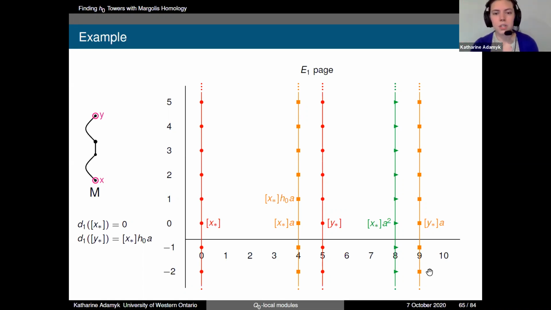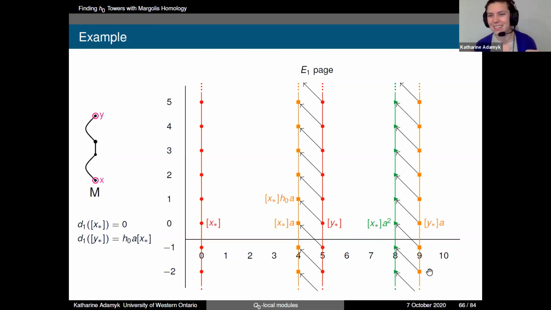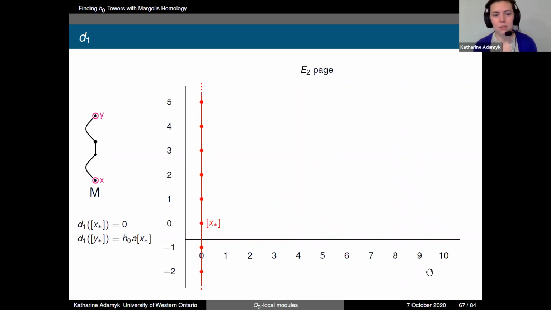What does D1 do? Well, it gives us a differential between Y dual and X dual times H naught A. So that gives differentials between all these pairs of towers that we didn't want in our answer. So when I take the homology, those pairs of towers go away. There's no room for any more differentials. The spectral sequence collapses. And we get that this is H naught inverted X over A1 of our module M here.